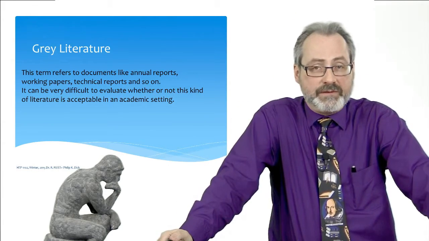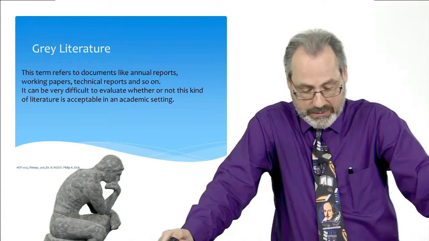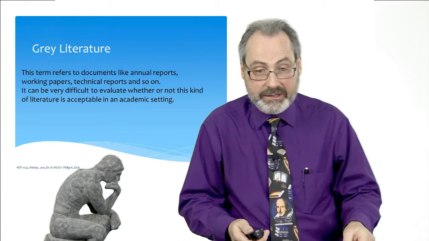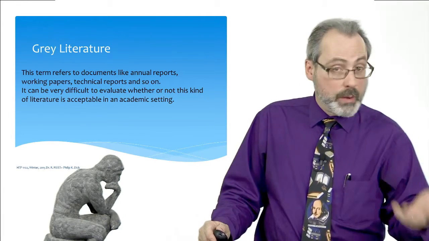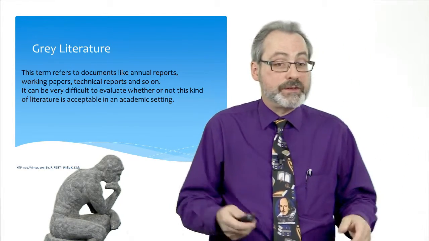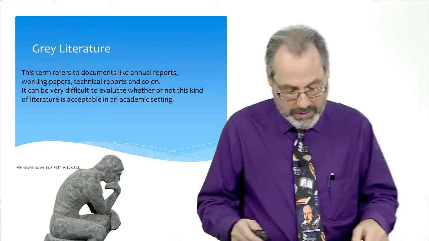Now, while the Stanford Encyclopedia is a tertiary and excellent resource, let's look a little bit at what's called gray literature. This is not something that traditionally we've used a lot in philosophy, although some professors may differ. But a rough definition of gray literature, a term coined roughly in the 70s, is that it refers to documents like annual reports, working papers, technical reports, and so on. It can be very difficult to evaluate whether or not this kind of literature is acceptable in an academic setting. So be careful with this. Again, always ask your professor. You might ask a couple of professors, and get their advice on this.